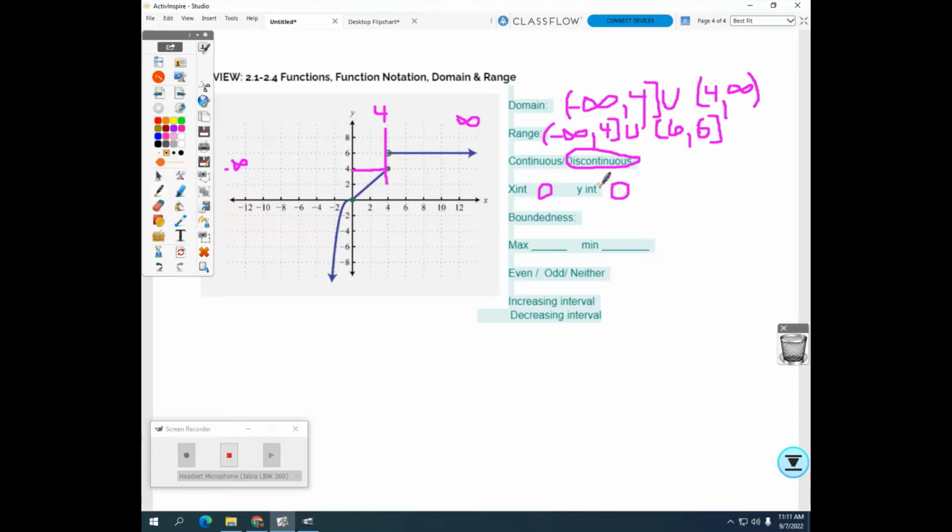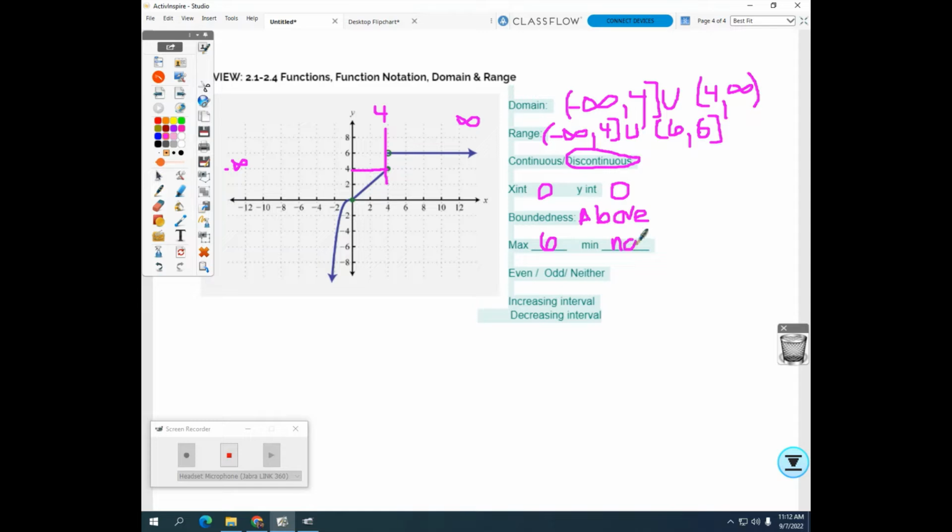Bounded, it's bounded at the top because if I look at the beginning of my range, it's negative infinity, the end is 6. So I don't have a min, but I have a max. So it's bounded by the max, which is above. So it's bounded above, okay? If I know the max and the min, it's bounded both. Remember, max goes with above, min goes with below. So my max is 6, but I have no min.